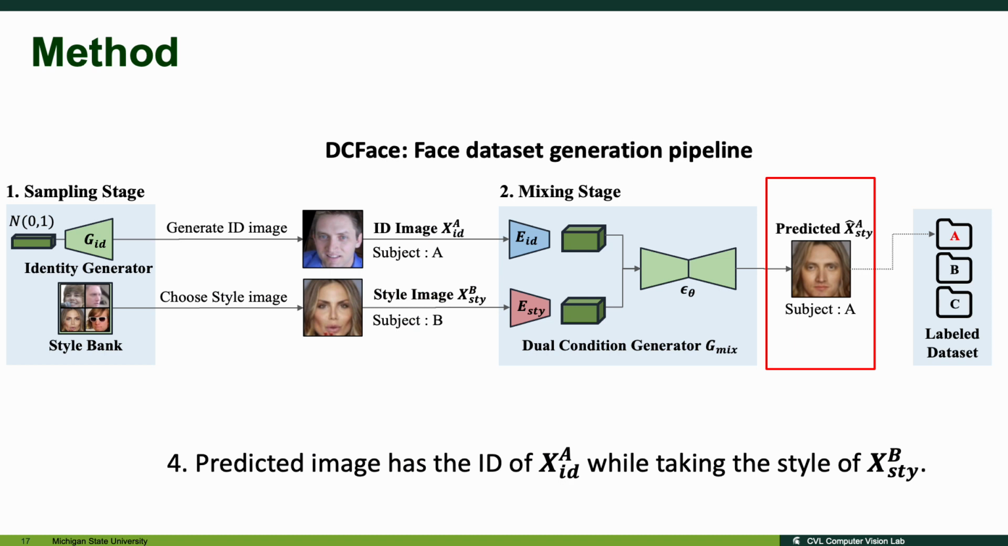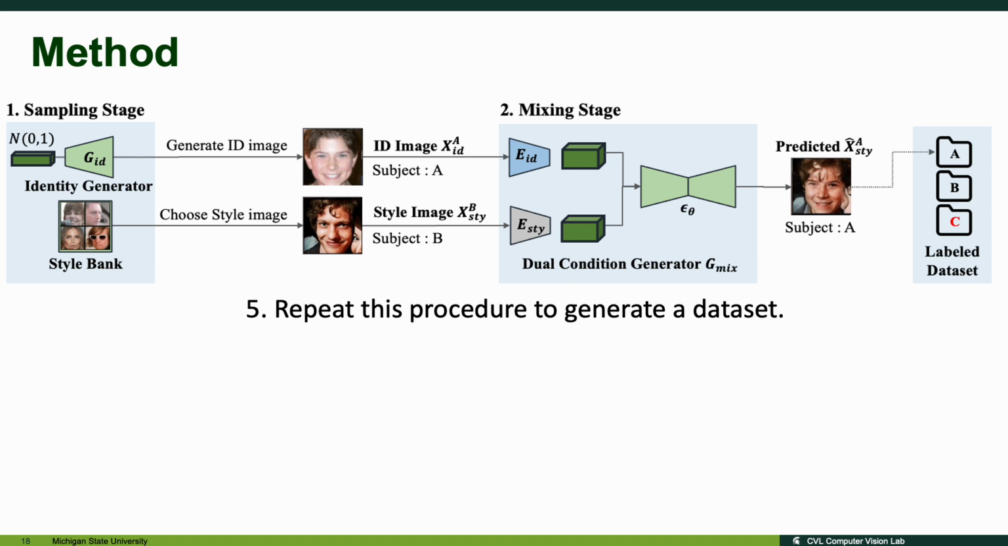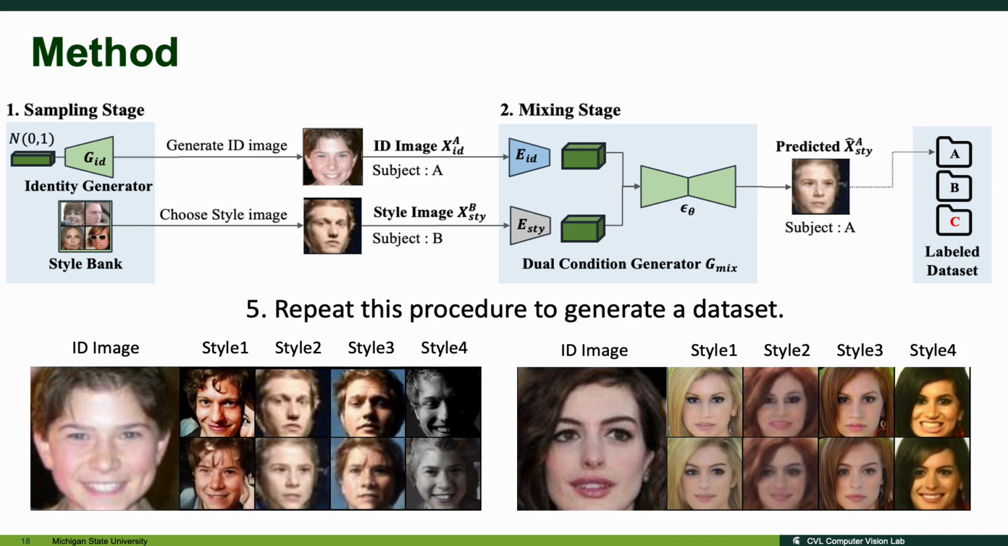Once the generator has been trained, we can take XID and XStyle from different subjects to predict the new image. This image inherits its identity from XID and its style from the XStyle images. If we repeat this generation process multiple times for each identity image using various style images, we can construct a labeled dataset. At the bottom, we've displayed some images with distinct identity and style images.